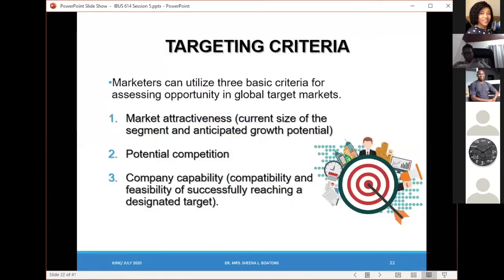So in that case, what criteria do we need to take cognizance of when we are targeting? Here we are saying marketers can utilize 3 basic criteria.